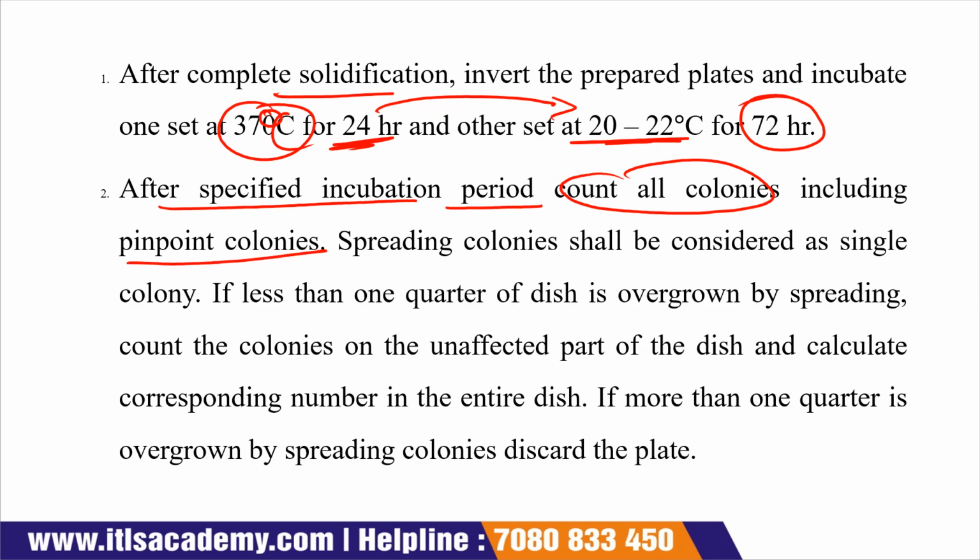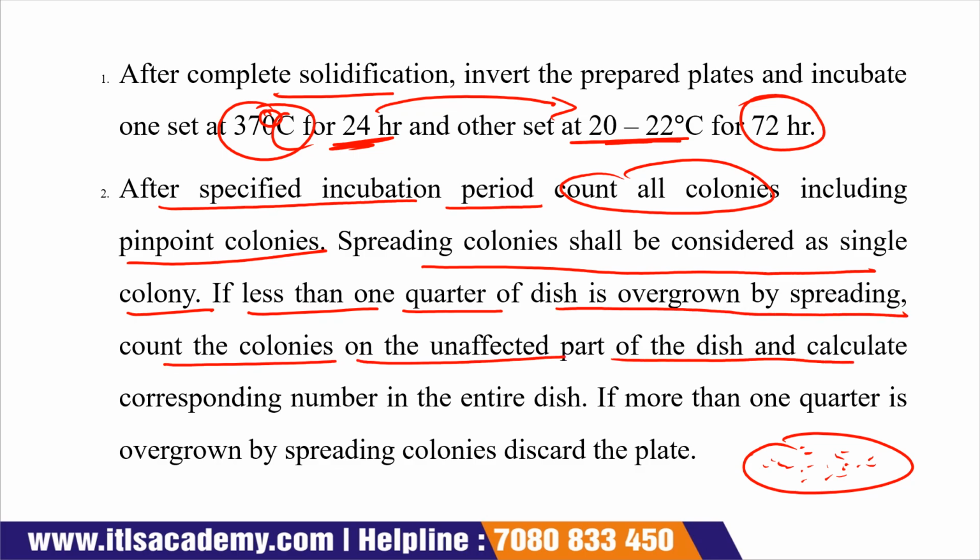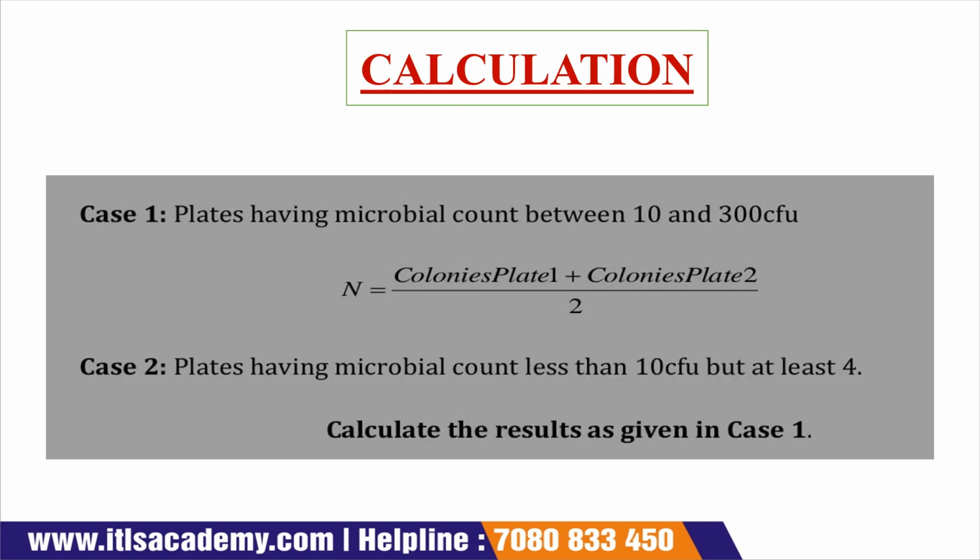Now after 72 hours, this is your Petri plate. Now the colonies grow like this. Now you have to count all the colonies, even pinpoint colonies. Spreading colonies shall be considered as a single colony. If less than 1/4 of the dish is overgrown by spreading, count the colonies on the unaffected part of the dish and calculate the corresponding number for the entire dish. If more than 1/4 is overgrown by spreading colonies, then discard that plate.